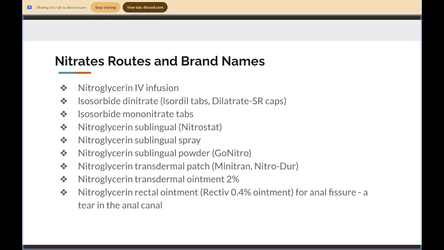The next slide has nitrates, routes, and brand names. And we have IV, tabs, sublingual, sprays, powders, transdermal patches, ointments, and a rectal ointment. The last one is for anal fissures, which are tears in the anal canal. They are not pleasant.